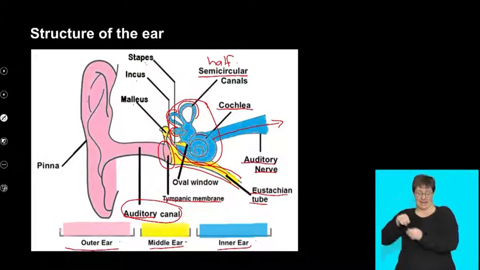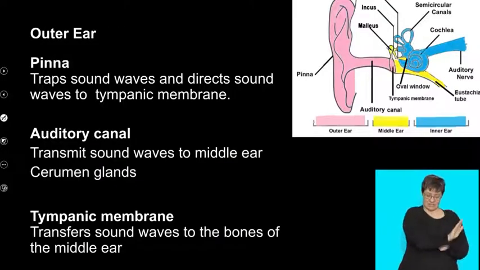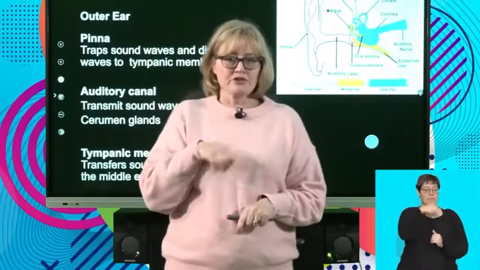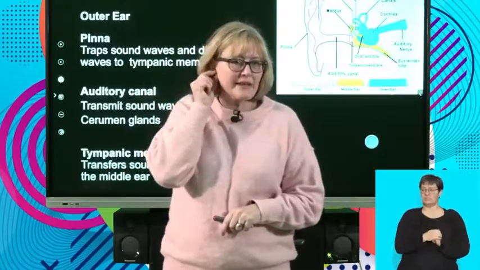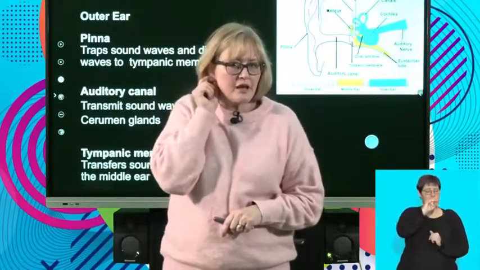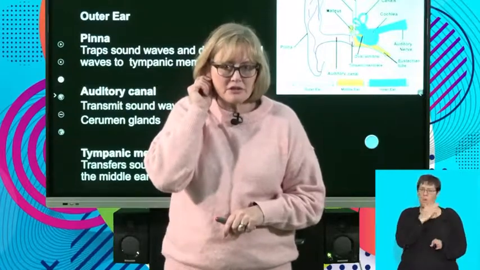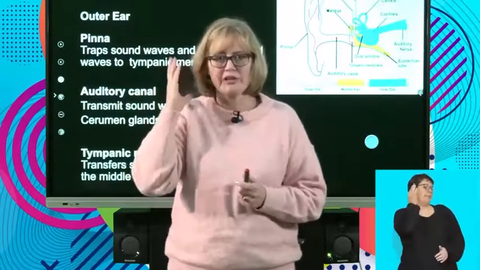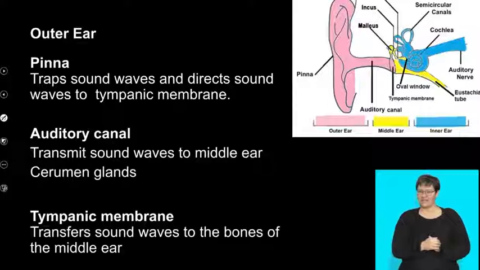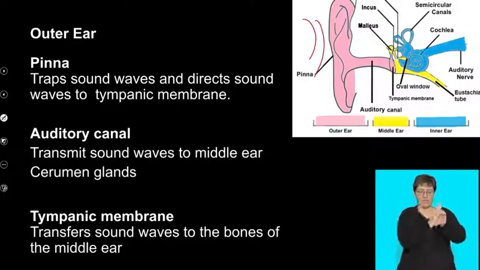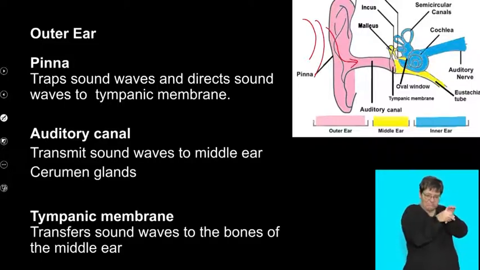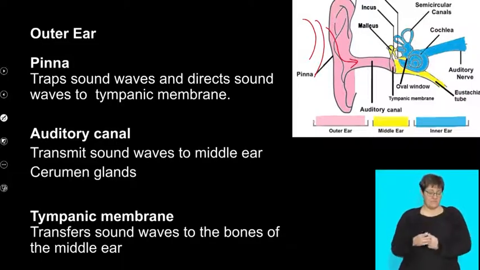So let's start with the outer ear. Now, like I said, the pinna is your first part, and that's this part with the studs and the rings and everything on it. But it actually has a function. It's not just there for looking nice. What it does is trap the sound waves. If there are sound waves, it traps them, it catches them, and it directs them towards the auditory canal. So it actually has a function. The auditory canal then transmits these sound waves to the tympanic membrane.